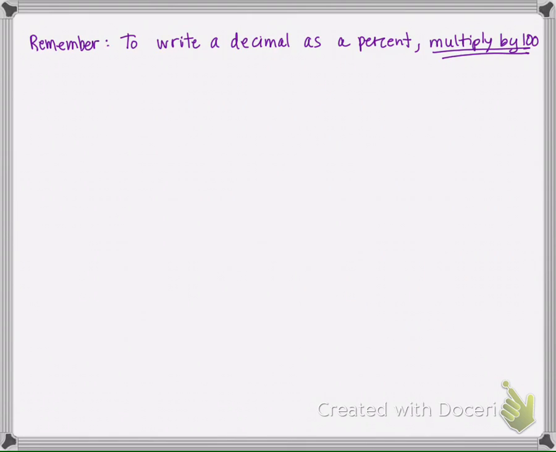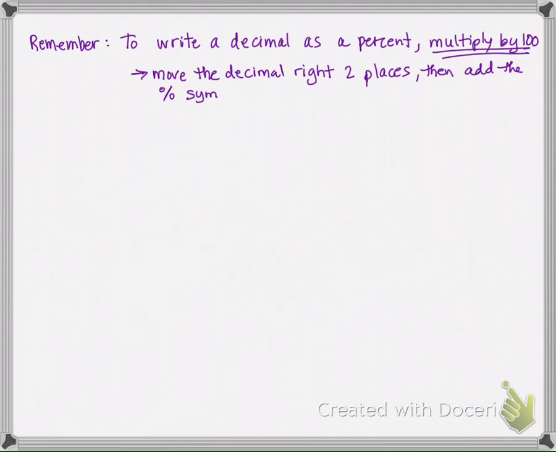Now, physically what's happening is you're going to move the decimal right. That's what multiplying is going to do, because it's going to make it more. 2 places. Why 2 places? Well, there's 2 zeros in 100. Okay? And then we have to remember to add the percent symbol. So we're going to put it back in.